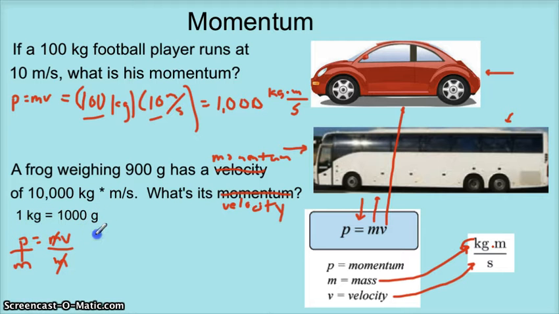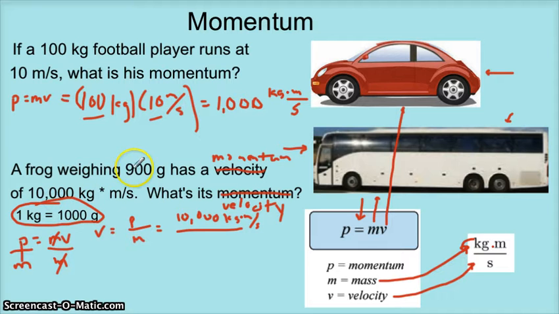And yes, you can turn it around. Velocity equals p, which is momentum, over m, which is mass. P is 10,000 kilograms times meters per second over 900 grams. Whoa, before I put 900 grams down, it's not 900 grams.